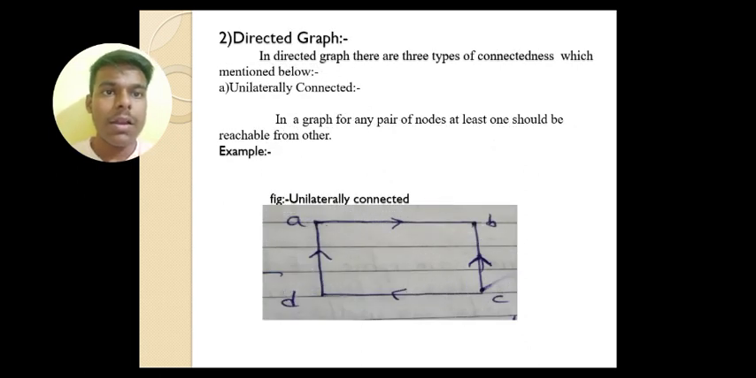Next is the directed graph. The directed graph is a type of graph where directions are assigned. In a directed graph, there are three types of connectedness. Let us discuss each connectedness and its example one by one. The first is the unilaterally connected graph. In a unilaterally connected graph, for any pair of nodes, at least one should be reachable from the other.